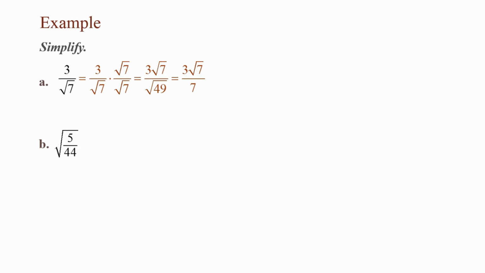For part B, I have the square root of 5 divided by 44. When I look at my 44, that's the same as 4 times 11. And 4 is a perfect square. The quickest way to solve this problem is by separating 44 into the square root of 4 times the square root of 11 and simplifying, then rationalizing the denominator. So we have the square root of 5 divided by the square root of 4 times the square root of 11. The square root of 4 is 2, so I have the square root of 5 divided by 2 square root of 11.